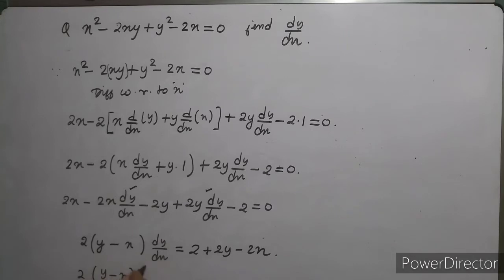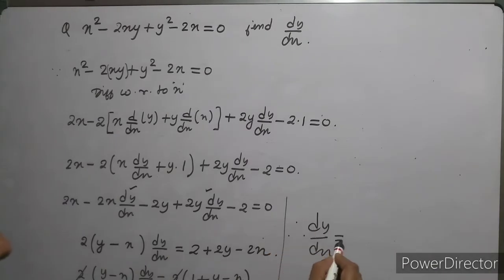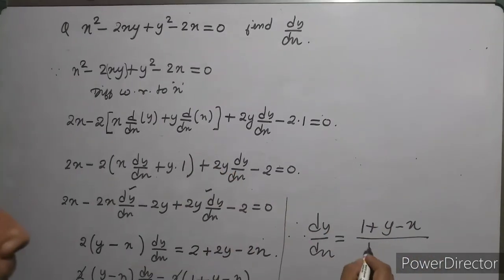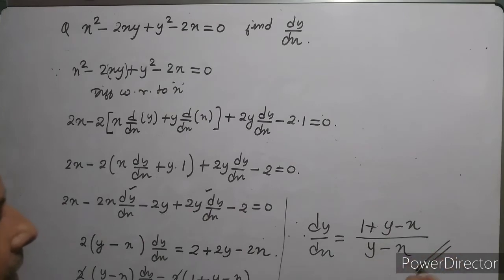Y minus x dy by dx. Take 2 common, it will be 1 plus y minus x. This 2 gets cancelled. Therefore, dy by dx will be equal to 1 plus y minus x over y minus x. This one is the derivative of this equation.